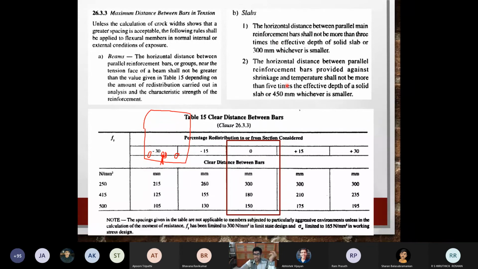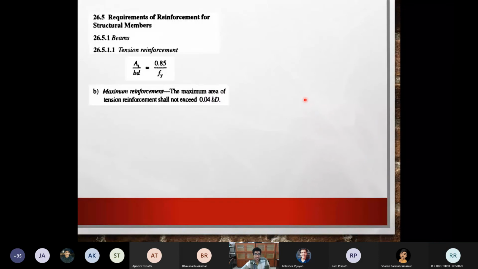If it is the main bar... sometimes people will provide bars for the purpose of shrinkage and temperature. If it is that kind of a bar, then it is 5 times the effective depth or 450 mm. These are the different criteria given for the spacing, and for the percentages of reinforcement, how much you should give. If it's a beam, you should give a minimum percentage of steel given by 0.85 BD by Fy. Whenever you calculate Ast, getting something in mm square, you have to check whether it is at least equal to this much. If it's not, then you have to provide at least this much.